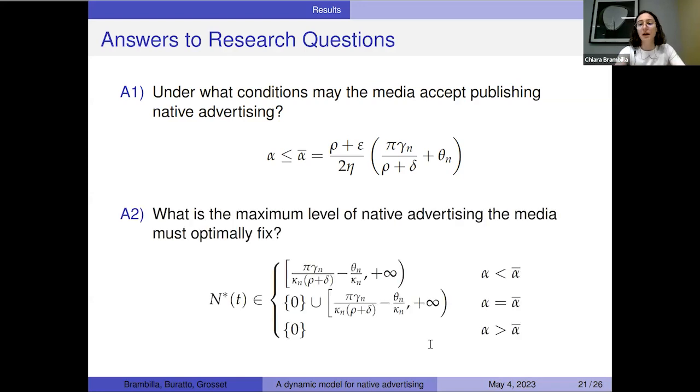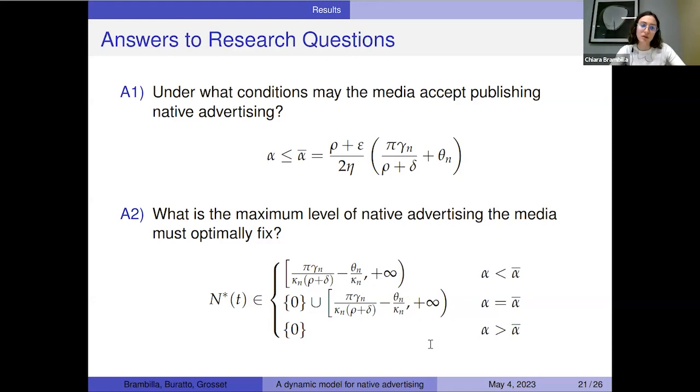The maximal level fixed by the media outlet to limit native advertising on its platform is represented in the game by the capital N strategy, the upper bound strategy of the media outlet. And we have seen that this upper bound is an inactive constraint when the damage to credibility is low enough, so alpha lower than alpha bar, while it is an active constraint when the damage to credibility is too high. I haven't said anything about the specific situation alpha equal to alpha bar, but this is interesting because looking at the case where alpha is exactly the threshold alpha bar, we can see that the native upper bound capital N strategy of the leader, so of the media outlet, can be either an active constraint or an inactive constraint.